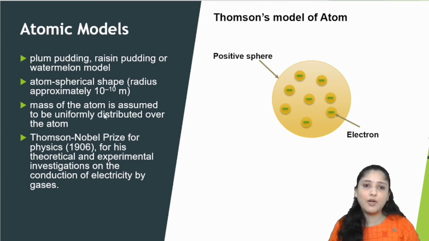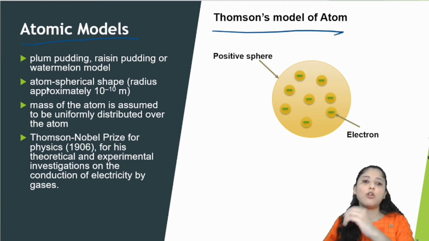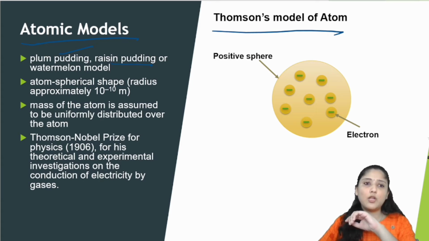Next, let's study different atomic models. This is just an introduction. The first atomic model was developed by Thomson, and it is called Thomson's model of atom. Its other names are plum pudding model, raisin pudding model, or watermelon model. We will call it the watermelon model.